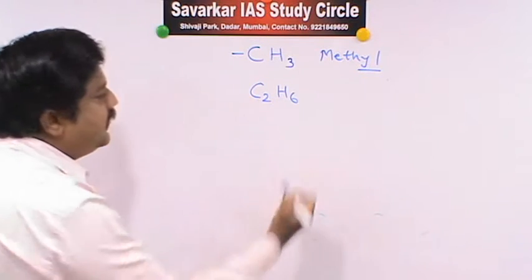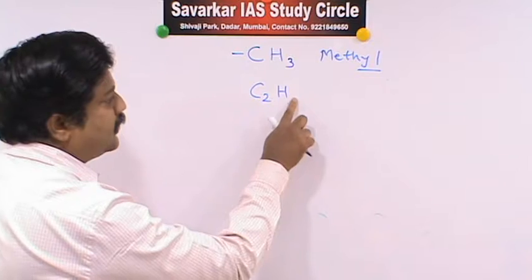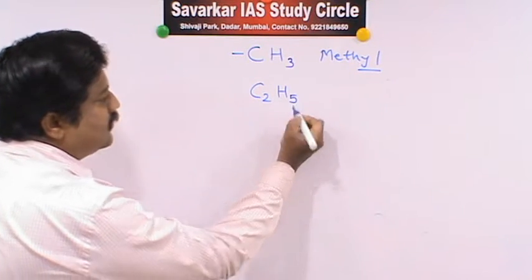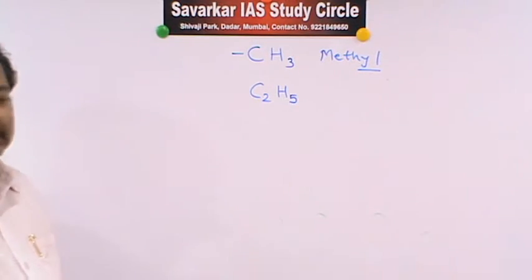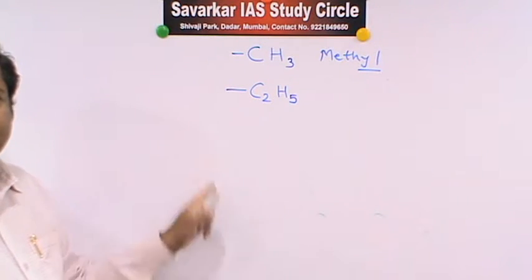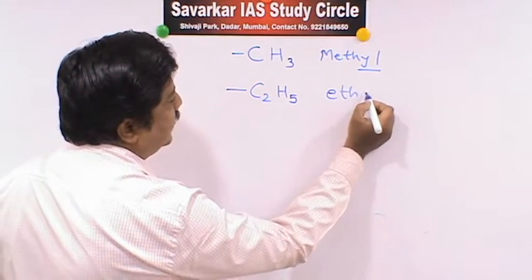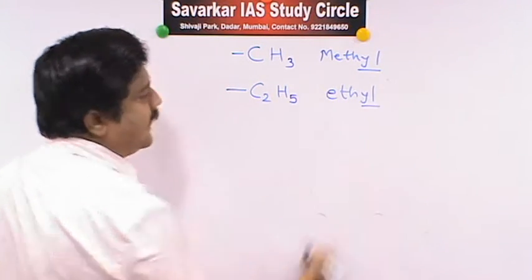C2H6, you are aware, is ethane. But I am removing one hydrogen from this side. So C2H5, and one bond is remaining, because here also a hydrogen was there, but that is removed. Then this is called ethyl. The parent one was ethane, and we are calling this ethyl.